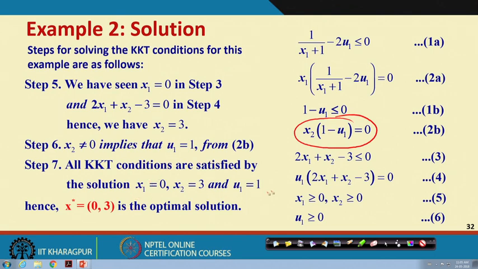So, all the KKT conditions are now satisfied with x1 equal to 0, x2 equal to 3 and u1 equal to 1. Is it all right? So, the optimal solution will be x star equal to (0, 3). In this lecture we have further seen how to solve problems by making use of KKT conditions. In our subsequent lectures we shall see more examples on nonlinear programming problems. So, thank you very much.